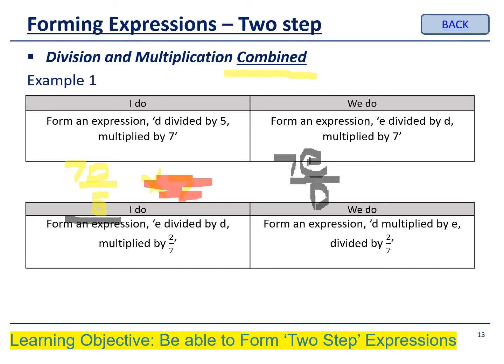Very similar to the I do, except this time we have an E on top as the unknown, the variable, and we divide by D. So well done if you put 7E divided by D. Big tick. Okay, next I do. Form an expression E divided by D multiplied by 2/7.